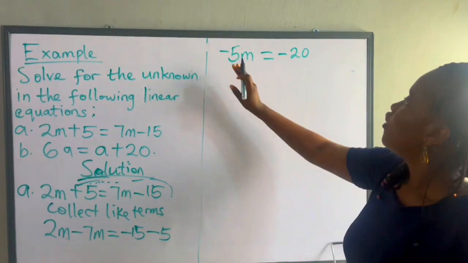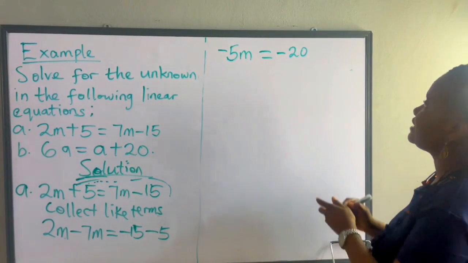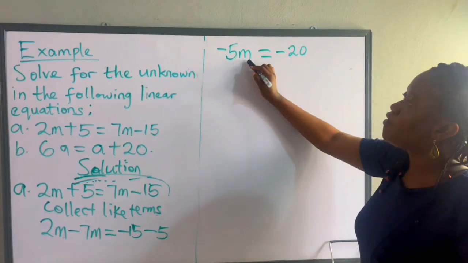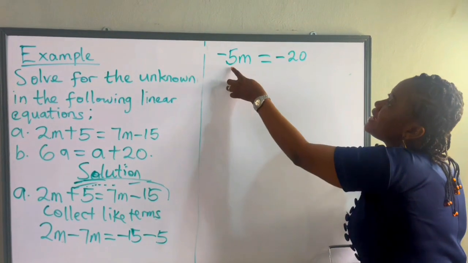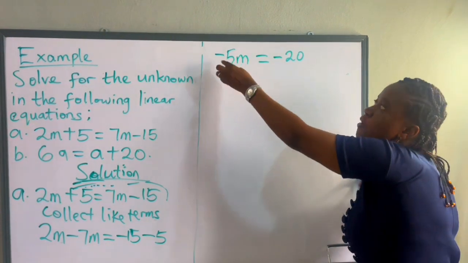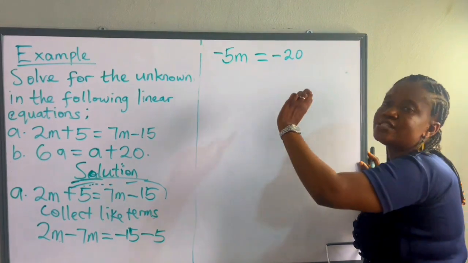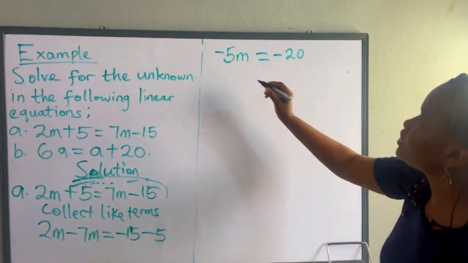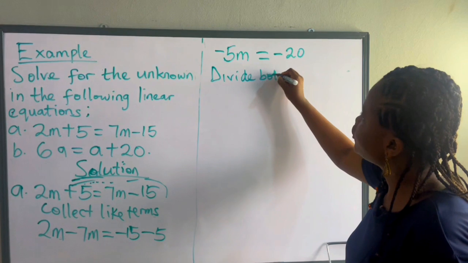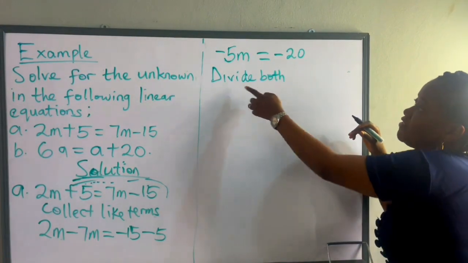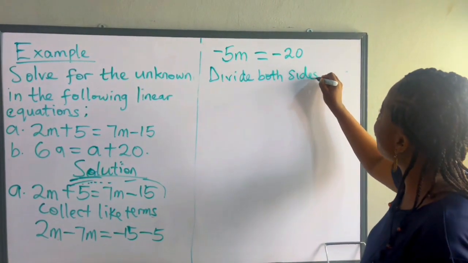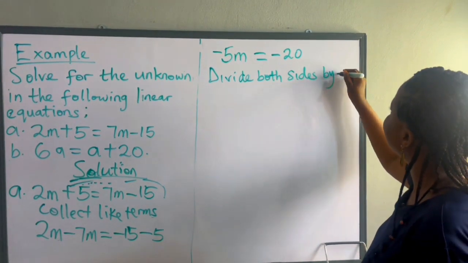Right. So we have minus 5m on the left hand side and we have minus 20 on this right hand side. For us to get the value of m, we are going to take away the attachment that is with m, the coefficient, the number that is before m. And how do we do that? We're going to divide both sides. Don't forget that we said for linear equations, whatever you do to the right hand side, you also do to the left hand side. So you're dividing both sides by minus 5.